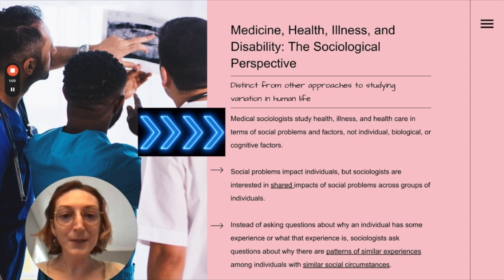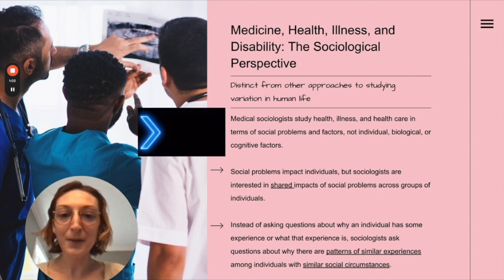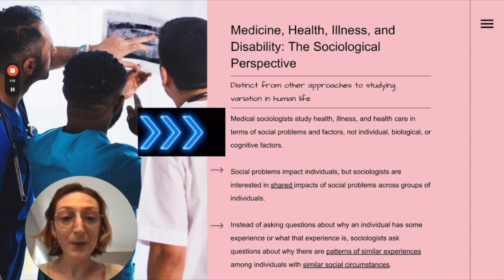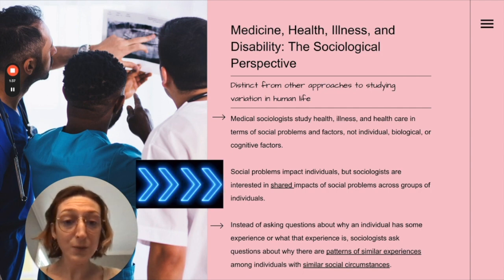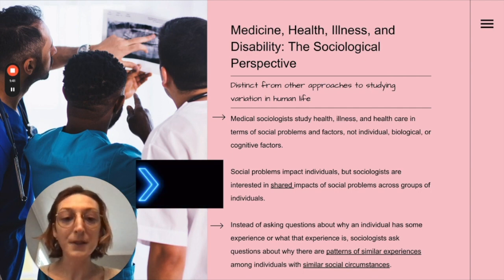So, how is the sociological approach to studying topics in medicine, health, illness, and disability distinct from other approaches to examining these topics? Well, medical sociologists study health, illness, and healthcare in terms of social problems and social factors. They are not interested in individual issues, nor are they interested in biological or cognitive factors independent of social factors. Now, it's important to note that social problems do in fact impact individuals, but sociologists aren't interested in this impact to the individual as much as they're interested in the shared impacts of social problems across groups of individuals.